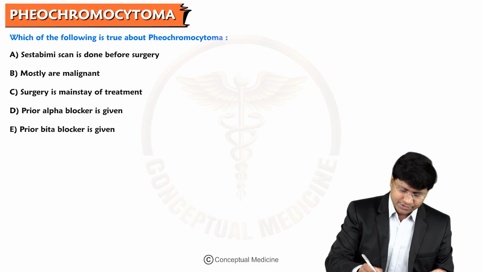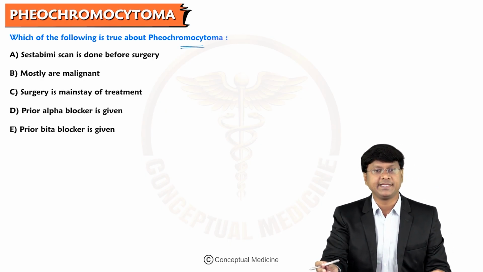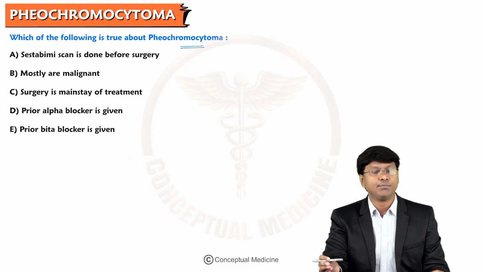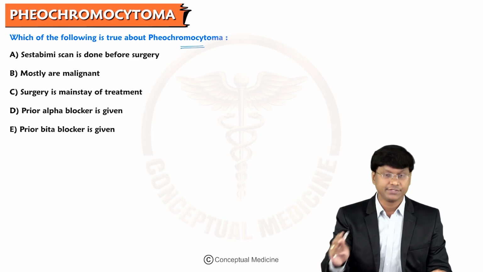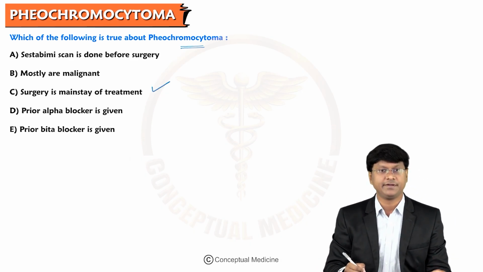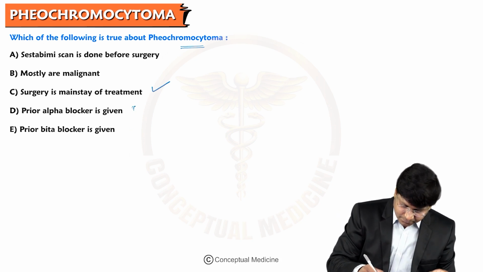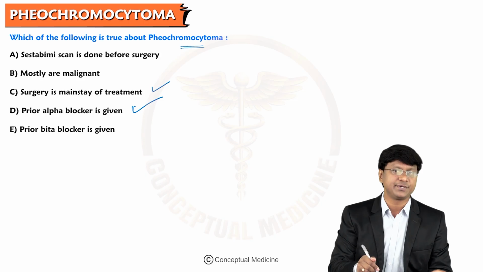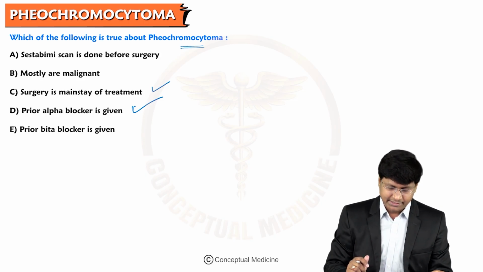Next, another question. Which of the following is true about pheochromocytoma? Sestamibi scan is done before surgery, mostly malignant, surgery is the mainstay of treatment, prior alpha blockade is given, prior beta blockade is given. In this question, we have two answers. Number one, surgery is the mainstay of treatment. And second important point, prior alpha blockade is very much required before giving beta blockade, right? So these are the true statements.